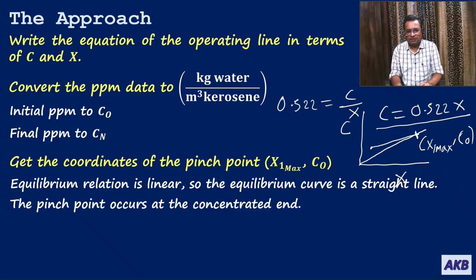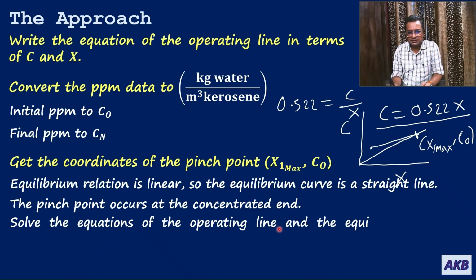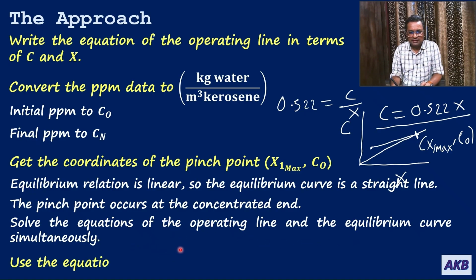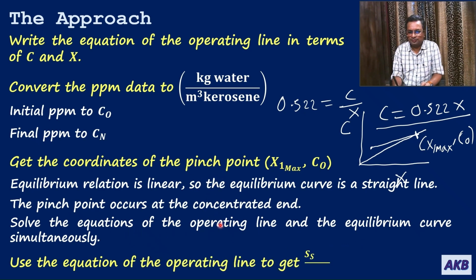So in this way, you have to get the coordinates of the pinch point. Then once you get the coordinates, you have to solve the equations of the operating line and the equilibrium curve simultaneously to get the minimum adsorbent to solvent ratio that can be used. So after solving the equations of the operating line and equilibrium curve, we can get the minimum adsorbent to solvent ratio. So that would be the approach.